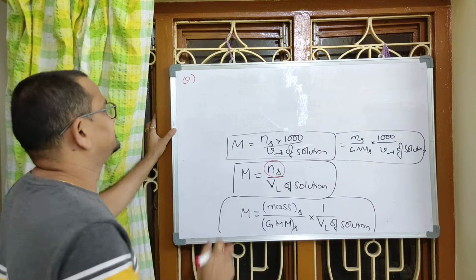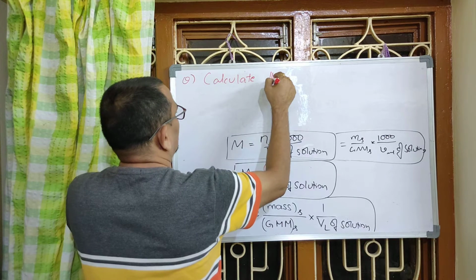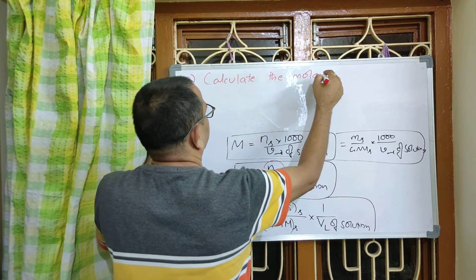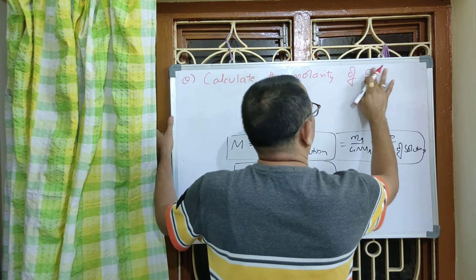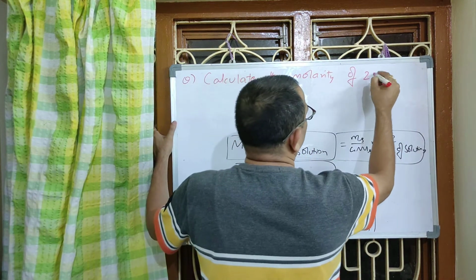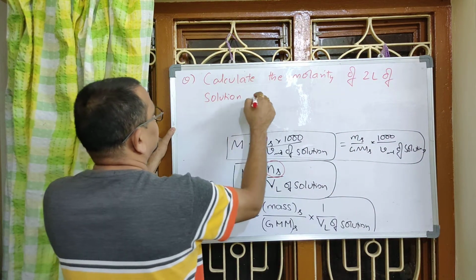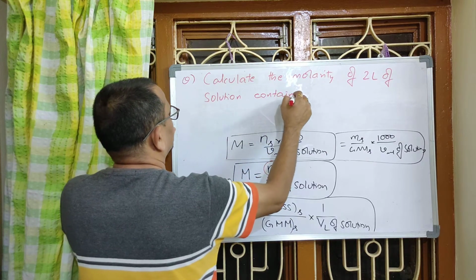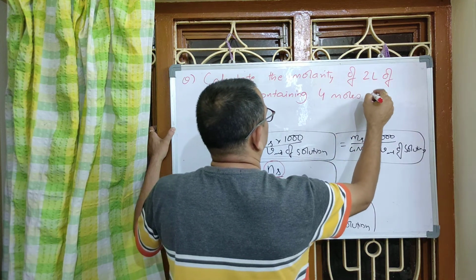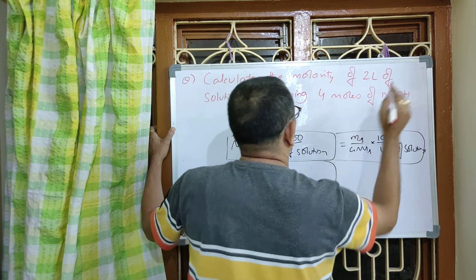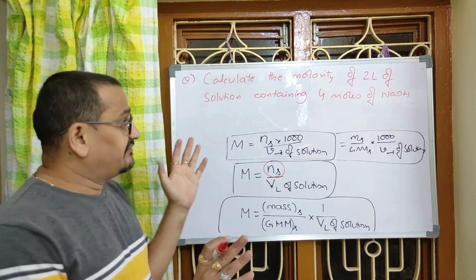Suppose a question is given. Calculate the molarity of 2 liters of solution containing 4 moles of NaOH. Initially we will take liters, okay?